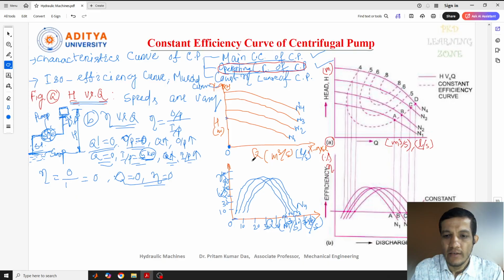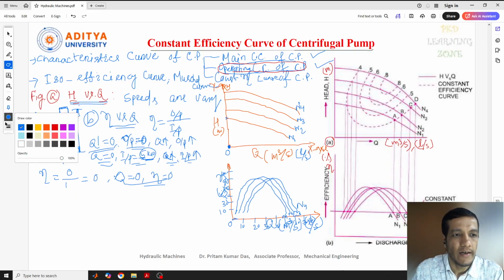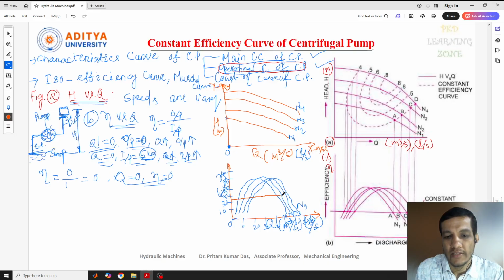Now the next thing is we need to consider a constant efficiency line. We can consider any percent: 30% efficiency, 40% efficiency, or 50% efficiency. Let me consider a line, suppose here, this is our 40%. This line is called a constant efficiency line. This is not a constant efficiency curve, this is only a constant efficiency line that you can see here. From these we will generate the constant efficiency curve.